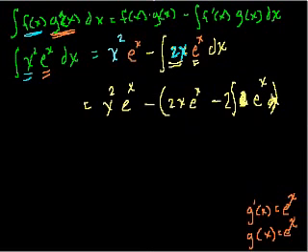I don't like this color. Magenta. Well, the antiderivative of e to the x is e to the x, right? So let's write that. I'm going to rewrite everything we've done. So there's x squared e to the x minus 2x e to the x, right?